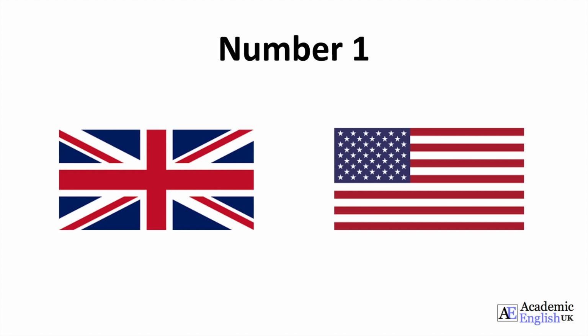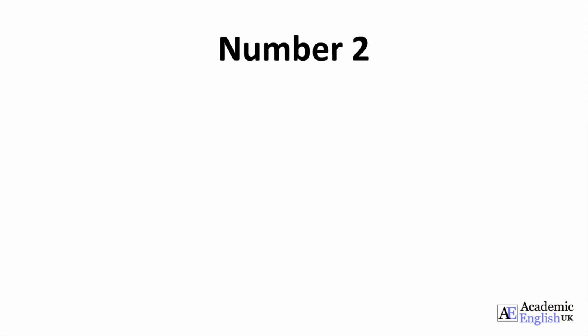Another difference is in spelling. British English uses an S in words like organise, recognise and realise, whereas American English uses a Z in these words, and in British English, words like colour, flavour and humour are not spelt with a U in American English. Number 2.